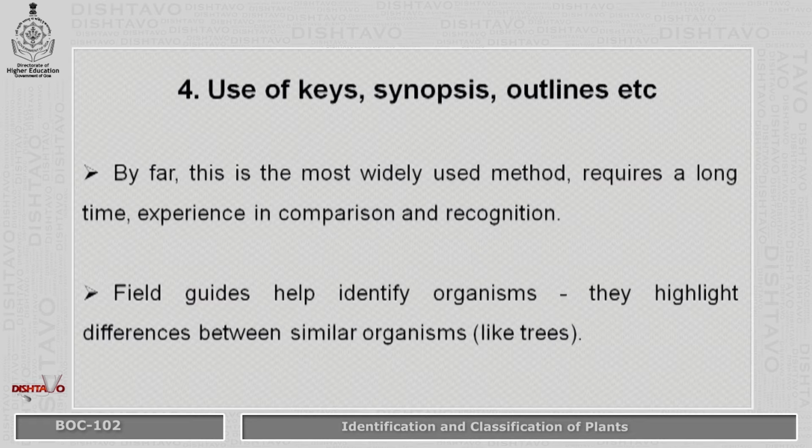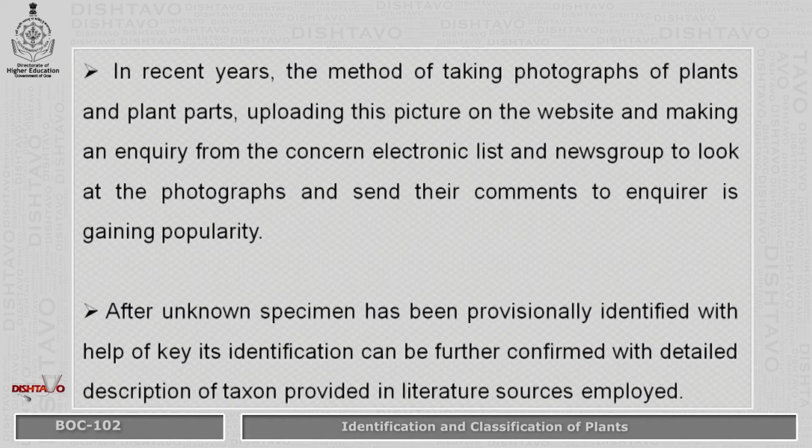Number 4. Use of keys, synopsis, outlines, etc. By far, this is the most widely used method. It requires a long time, experience in comparison and recognition. Field guides help us to identify organisms. They highlight the differences between similar organisms. In recent years, the methods of taking photographs of plant or plant parts, uploading this picture on the website, making an inquiry from the concerned electronic list and news group to look at the photographs and send their comments to the inquirer is gaining popularity.